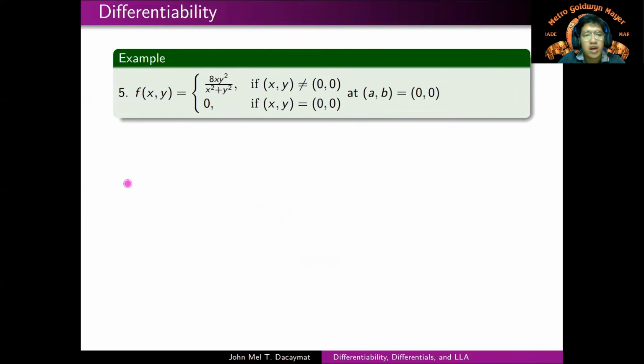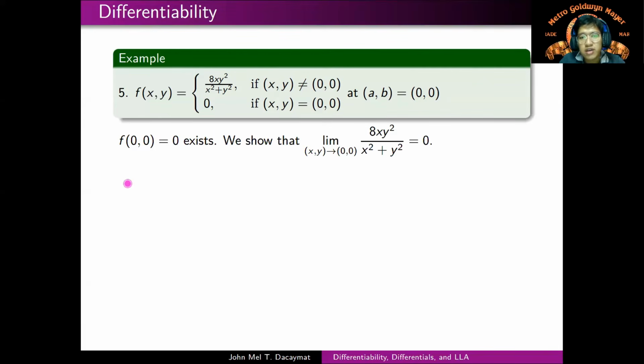Good. How about this one? Another piecewise function. Again, I check the differentiability at 0, 0. The function value clearly exists, equal to 0. Does the limit exist? This limit actually exists and is equal to 0, and we will show it using your epsilon delta definition. I will just go through it quickly.